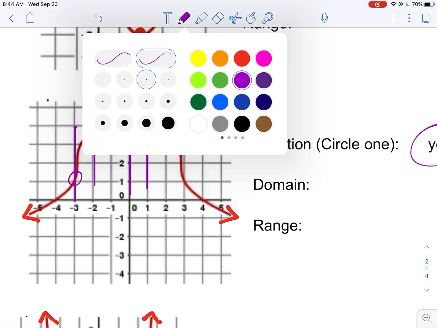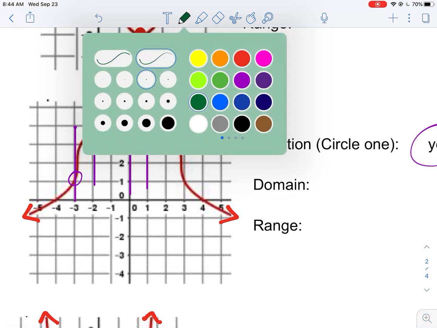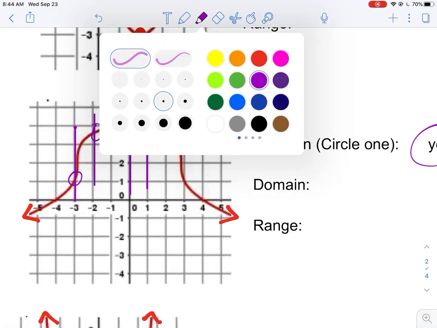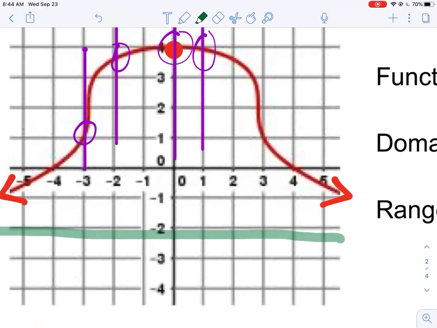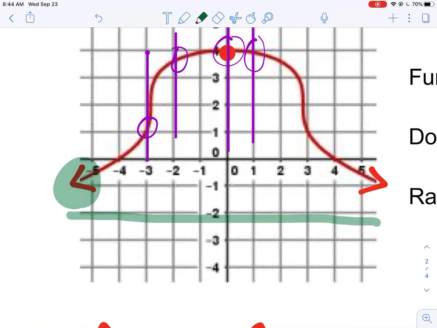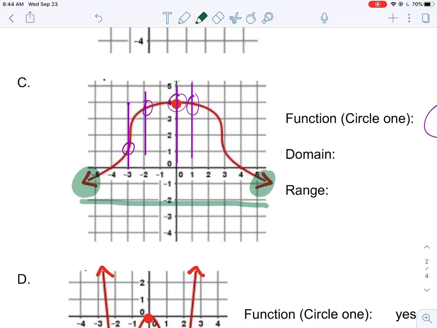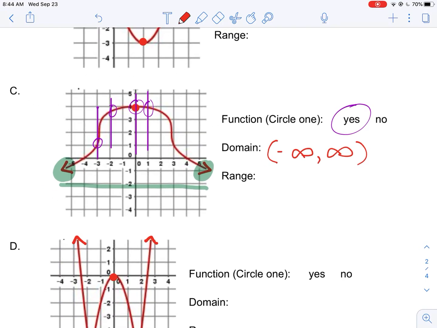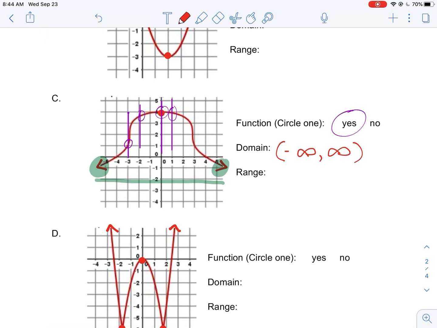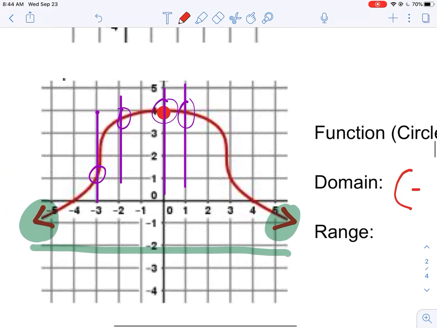As for my domain, remember, that's the x-axis, so I'll go with green, make it a little thicker. That means my whole x-axis, what's represented here. You'll notice that I have an arrow on both ends. That means it goes on forever. So there's no real start and end point. So for my domain, it starts all the way at -infinity and goes on to +infinity. Now, we use parentheses for that because infinity doesn't end. There's no real end point. It just keeps going.